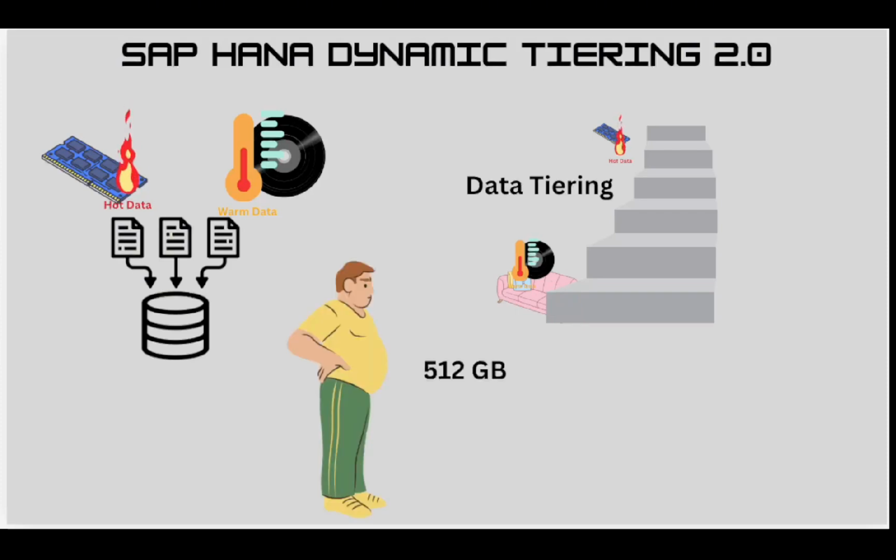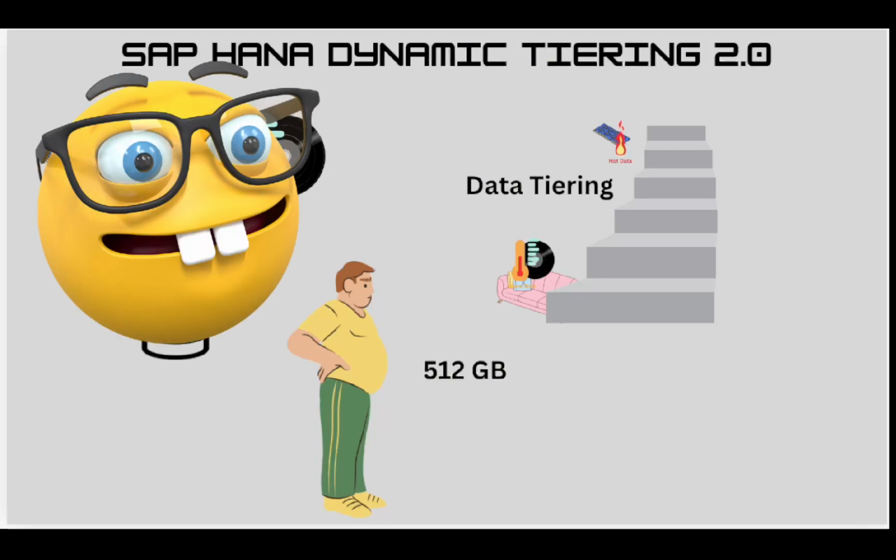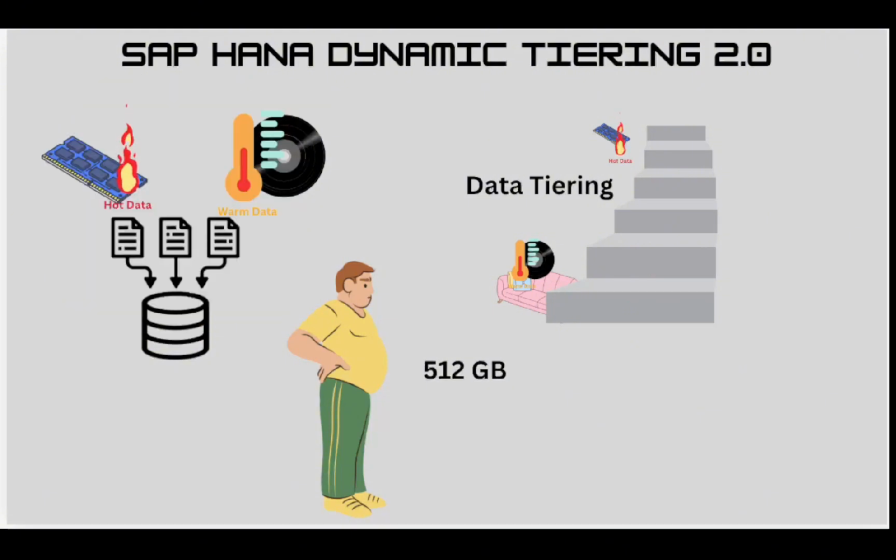But wait, not everyone can jump into dynamic tiering. If your database is over 512 GB, then it makes sense to offload the warm data to DT's disk-based storage. Oh, and for SAP nerds out there, this is supported for SAP BW on HANA and SAP BW/4HANA, but as of now it is not supported for S/4HANA.